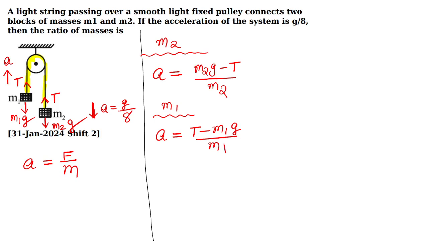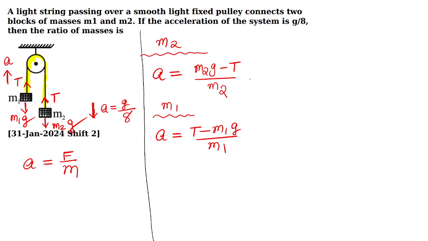Deva, Aryan, Rakshana, Aaron. What is our question? M1 by M2. Here acceleration is actually given. Understood? What is this acceleration? g by 8. Acceleration is g by 8, but we have to find the value of M1 by M2, right? I will definitely substitute a equal to g by 8, don't worry.